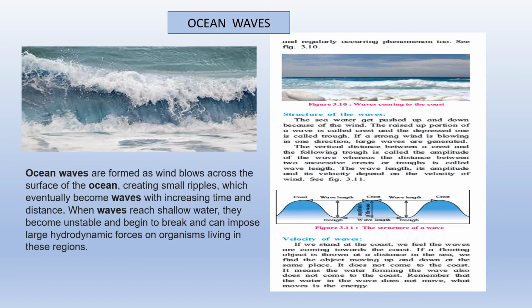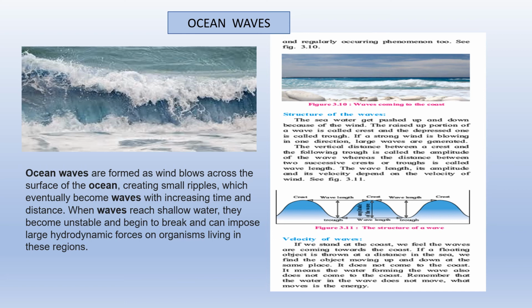The next important concept is about ocean waves. I've already told you that ocean waves are nothing but the horizontal movement of the water. And this horizontal movement of the water is very important. It has the crest and the trough. The distance between two crests is called the wavelength. We know that waves are formed because wind blows across the surface of the ocean, creating small ripples, which eventually become waves with increasing time and distance.